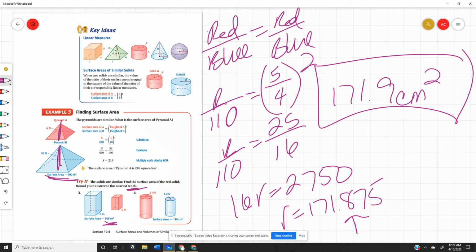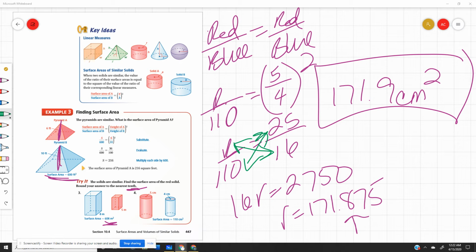Remember to square it. Okay, and then it's just a matter of doing that cross multiplication, right? That's where we get the 16R and the 2,750. And then we divide by 16. Divide by 16. And then we're rounding. And because we're rounding to the tenths place, we look at the hundreds after it. The digit in the hundreds place was 5 or above, so we round up. Okay?